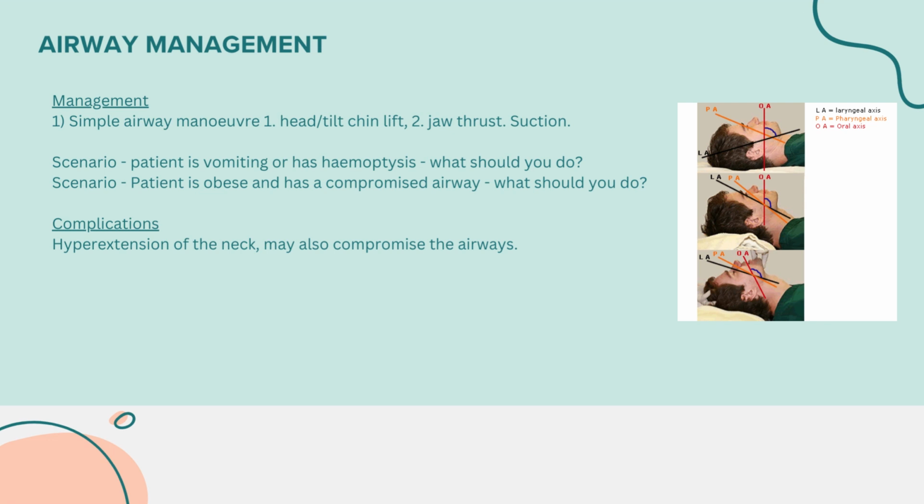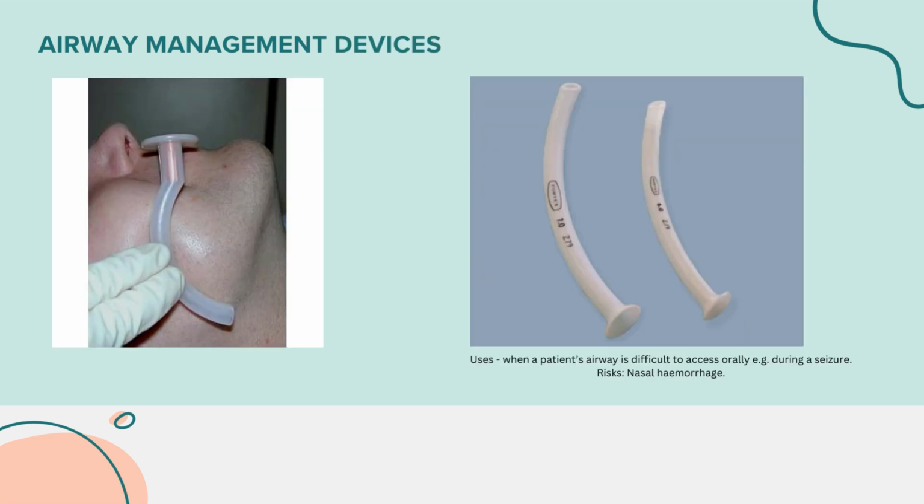As well, if a patient is vomiting or coughing up blood, you should put the patient on their side, and also make sure not to hyperextend the airway too much, as hyperextension of the neck can conversely compromise the airways also.